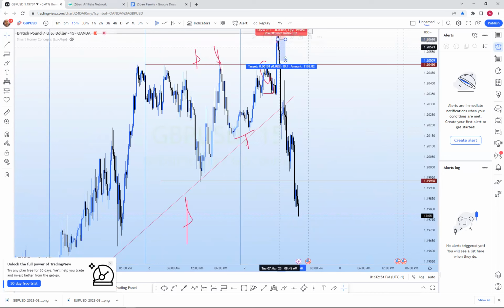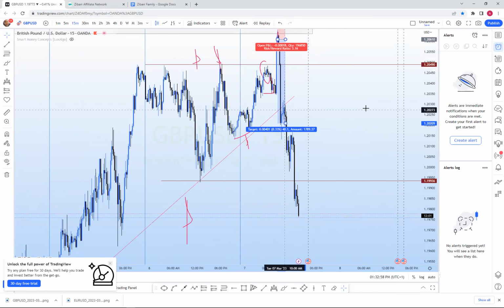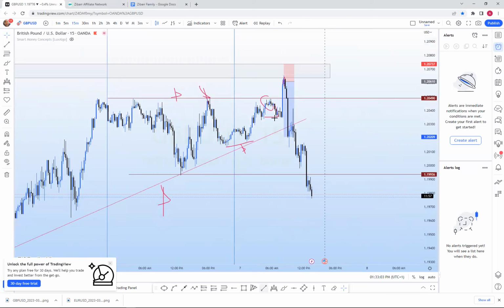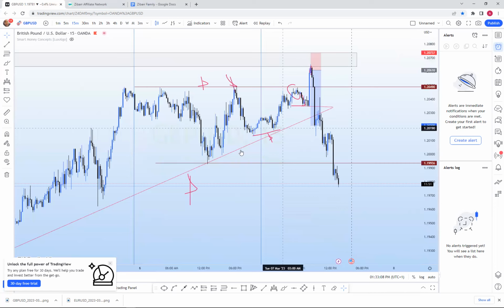So if you look at this clinically, of course, we drag it down. All of these levels to the left were our TP levels. As soon as the market hit this first level, it was the first take profit level, but we still see that the liquidity on this trend line has not been taken.